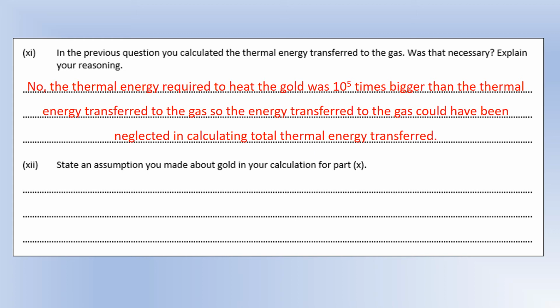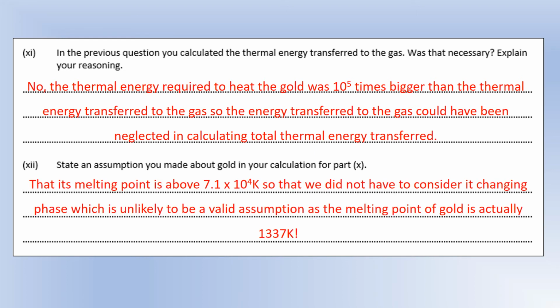State an assumption you made about the gold for your calculation in part X. So the assumption we made is its melting point is above 71,000 Kelvin, so that we didn't have to consider its state changing as part of the calculation. However, that's not likely to be valid, as the melting point of gold is 1,337 Kelvin, which I just looked up online. So you can see that that assumption was made, but is not really valid.